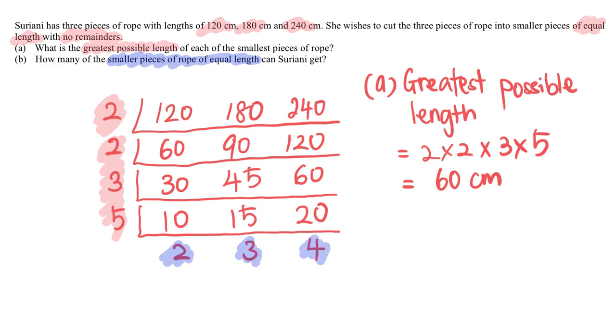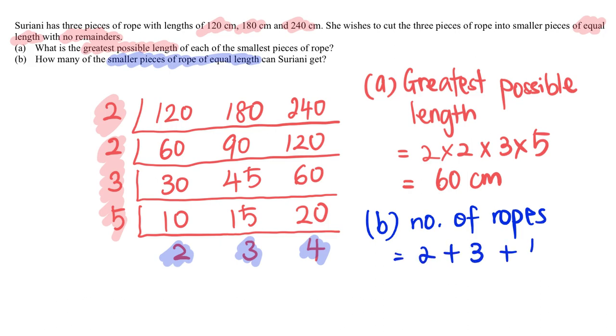Meaning that for part B, I can simply read off the values from this set of working, and the number of ropes would then be 2 plus 3 plus 4, 9.